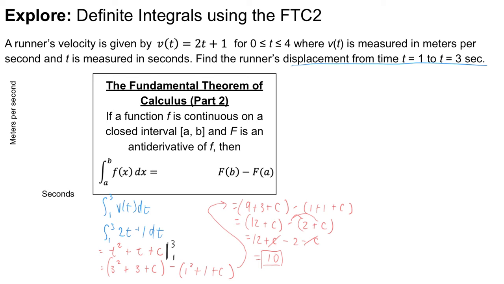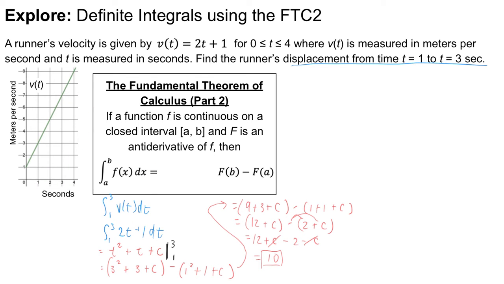Okay, so now why don't we verify that this displacement of 10 is correct by looking at the accumulation of the velocity graph. If I look at the graph of v of t and find the area under that curve from 1 to 3, I can break it up into a rectangle and a triangle. The rectangle is a 2 by 3, so that's 6, and then a 2 by 4 is 8, and then cut that in half, so that's 4. If I add these together, I get a total area of 10, which matches the Fundamental Theorem of Calculus Part 2.